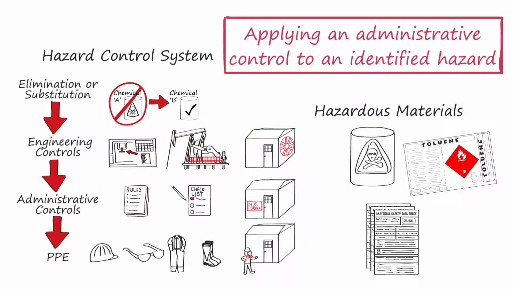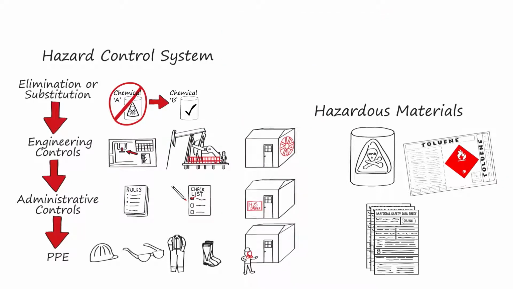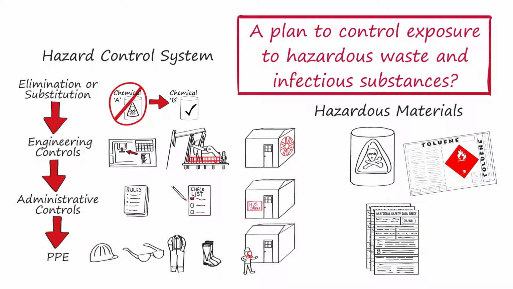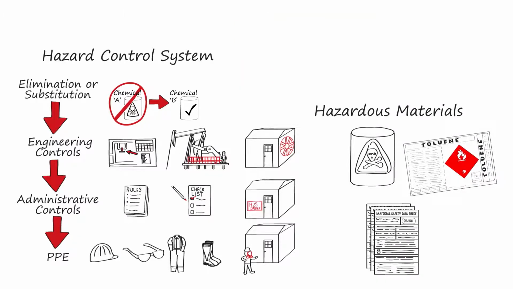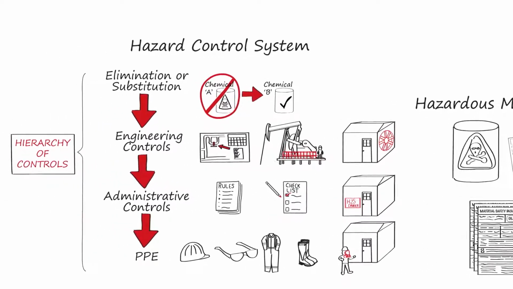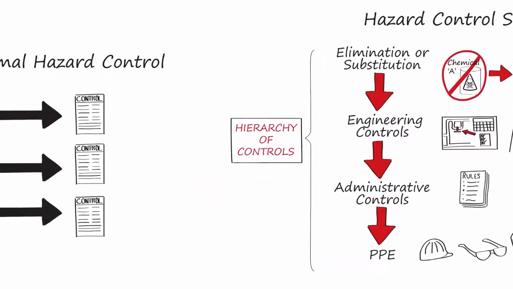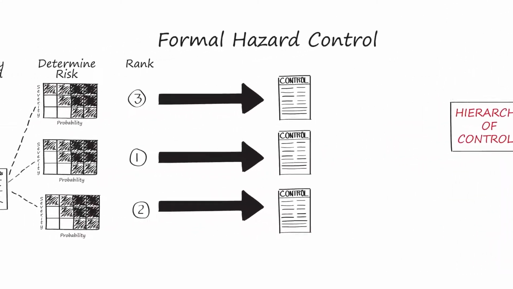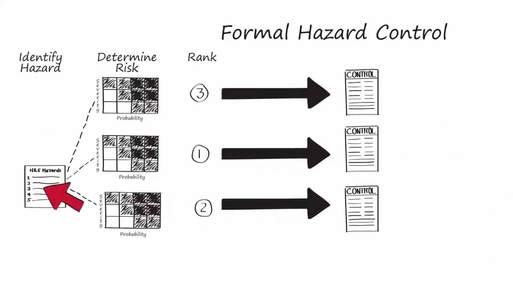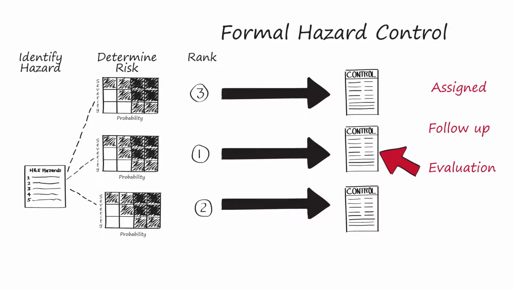In addition to the WMIS requirements, the audit also asks if there's a plan to control exposure to hazardous waste and infectious substances. Again, an example of an administrative control. So to recap, every hazard identified in a company's formal hazard assessment must be controlled, beginning with those that ranked as the highest risk level. Controls need to be assigned, and there must be follow-up, evaluation, and enforcement of these controls.